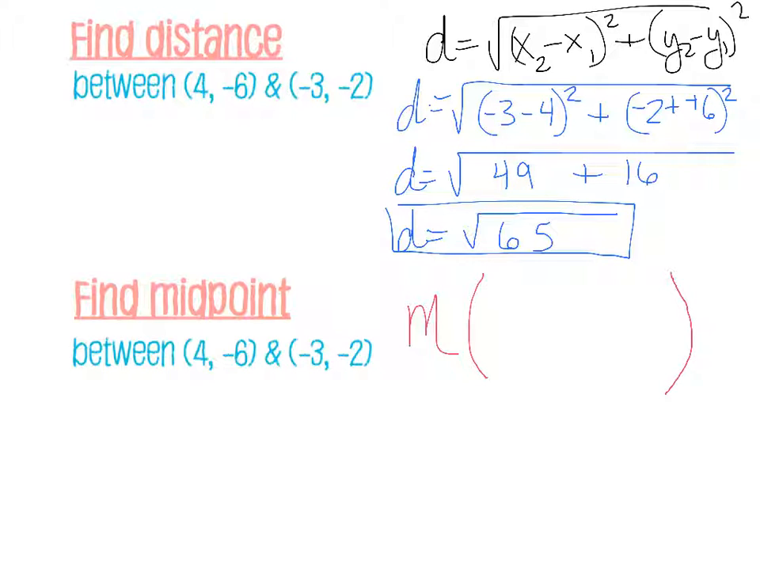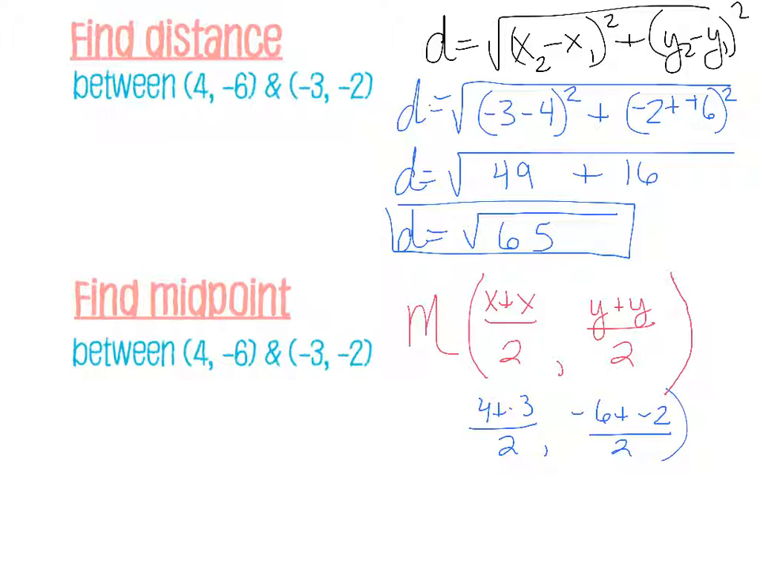And to find the average of the ordered pairs, I'm going to work with my x's first, and I'm going to add my x's together and divide by 2. Then I'm going to add my y's together and divide by 2. Just like I'm finding an average of the x's and average of the y's. In this case, I'm going to have 4 plus -3 all over 2, and -6 plus -2 all over 2.